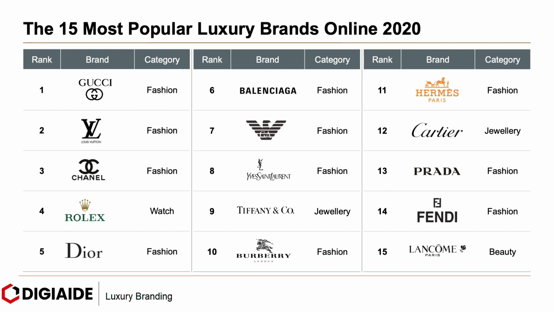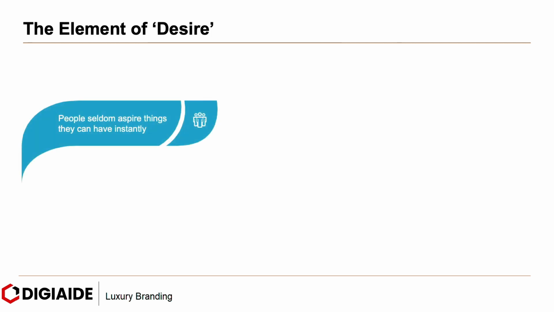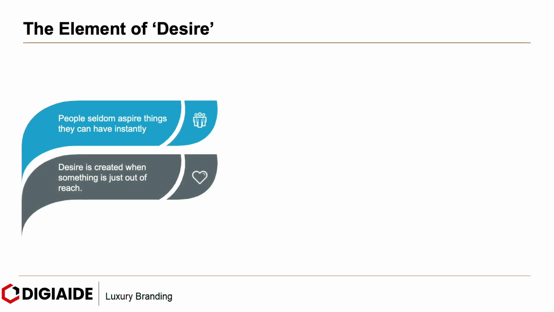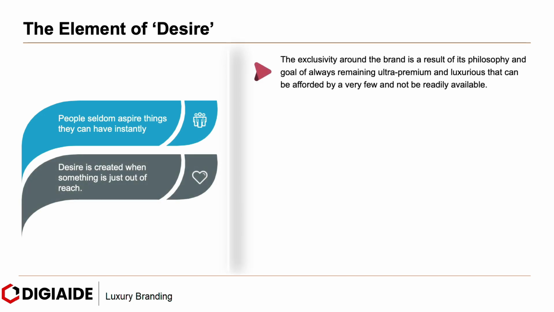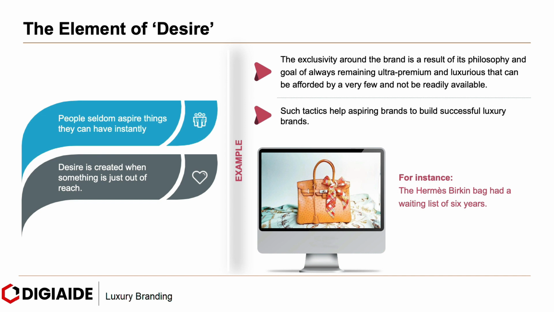Next up is the element of desire. People seldom aspire to things they can have instantly. Desire is created when something is just out of reach. Example, Hermes. The exclusivity around the brand is a result of its philosophy and goal of always remaining ultra-premium and luxurious, that can be afforded by very few and not be readily available. Such tactics help aspiring brands to build successful luxury brands. For instance, the Hermes Birkin bag had a waiting list of almost 6 years.